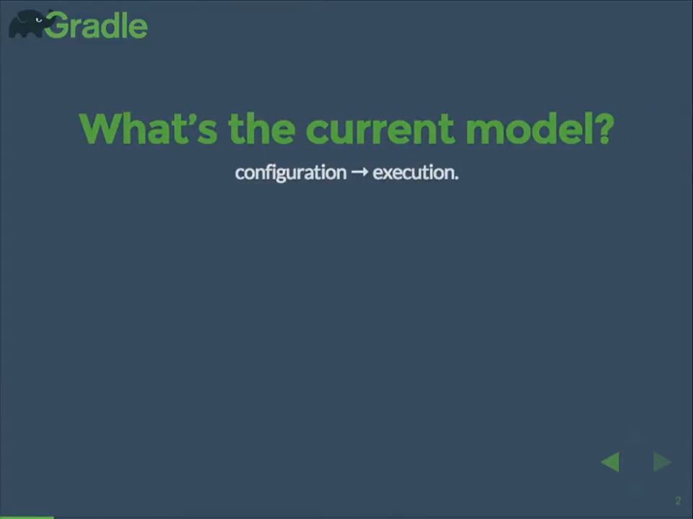If we're talking about a new model, what's the one that we have now? And it's worth just formalizing this a little bit to understand what the difference is and why the change is happening. So really, the current Gradle model is split into two distinct phases. We have a configuration phase and an execution phase.